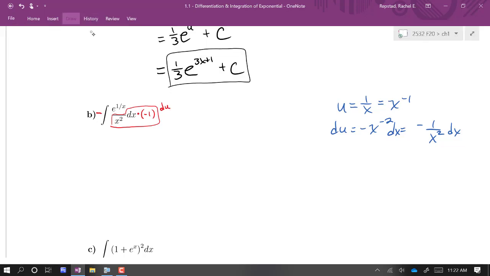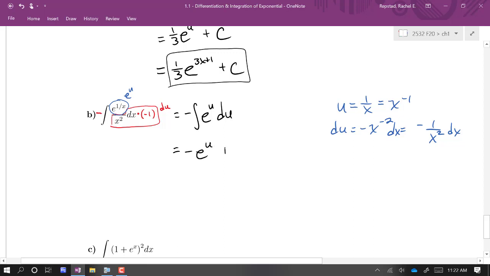And this part up here is e to the u. So rewriting this, we have negative integral e to the u du. Now, again, that's that same integral that we know how to do, right? This integral is simple. Whoops, I'm integrating, so I don't need the integral sign anymore. The integral of negative e to the u is negative e to the u plus c. And now we're going to put the u back in, that's the x's. Negative e to the 1 over x, and then plus a constant.